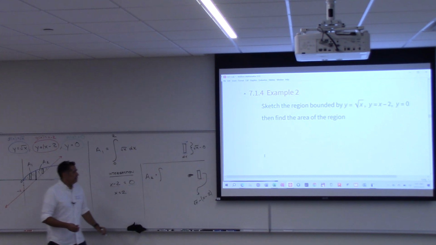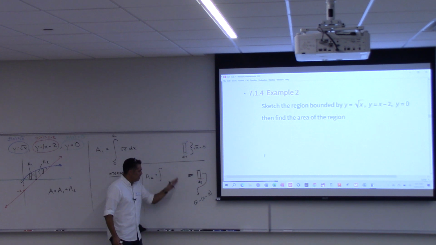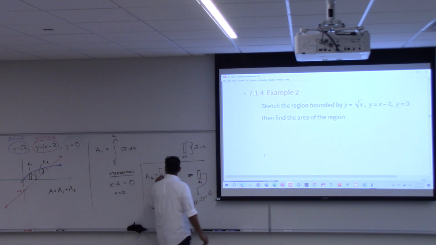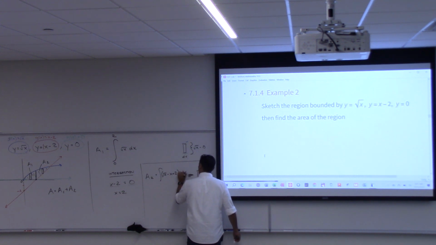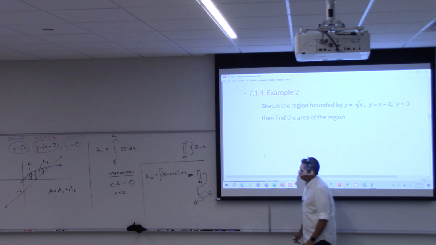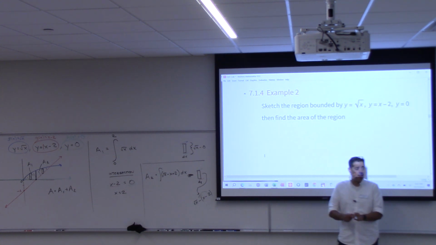Now, how wide is it? Dx. Okay, so what's the area of that? This times the dx, right? That's what goes right here. So I have root x minus x plus 2 dx. I went ahead and distributed now. I took this and passed it through. Do you have any questions on that?